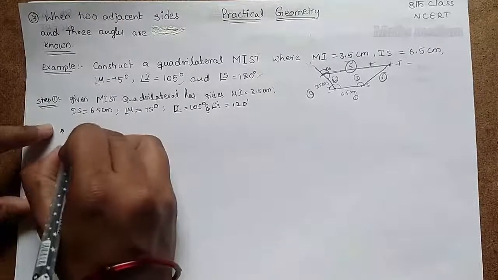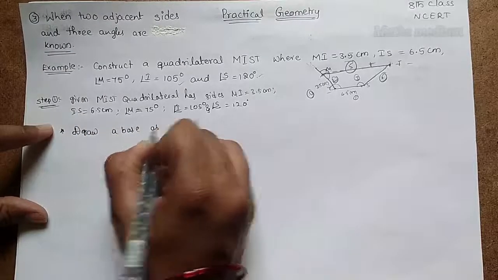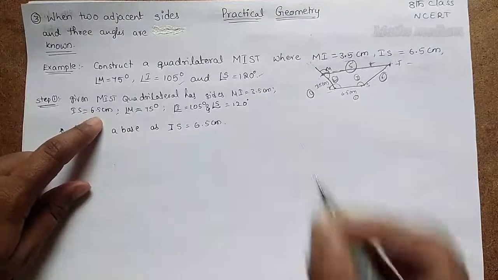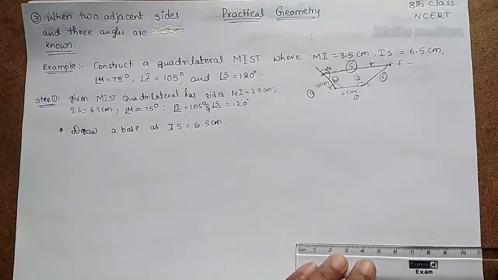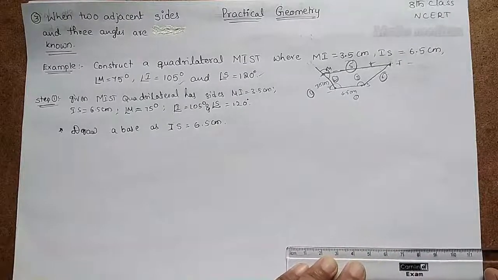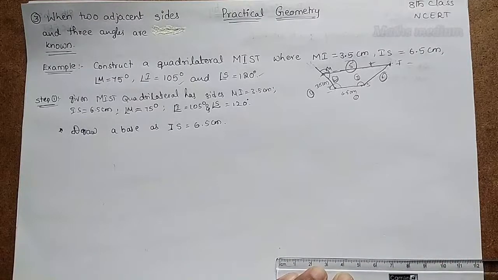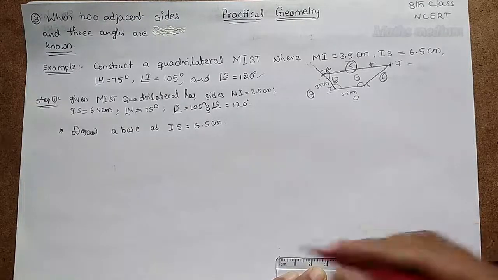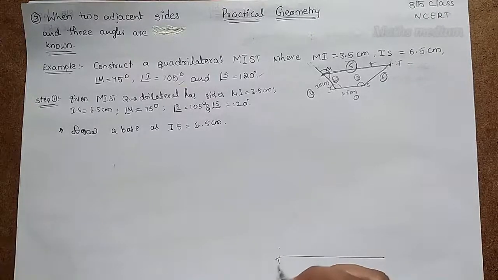Now draw a base as IS equal to 6.5 centimeters. So make a line here as 6.5 centimeters. So this is 1, this is 0 and this is 6.5. Put a point and connect these 2 points. Let it be IS as 6.5 centimeters. Step 1 is over.